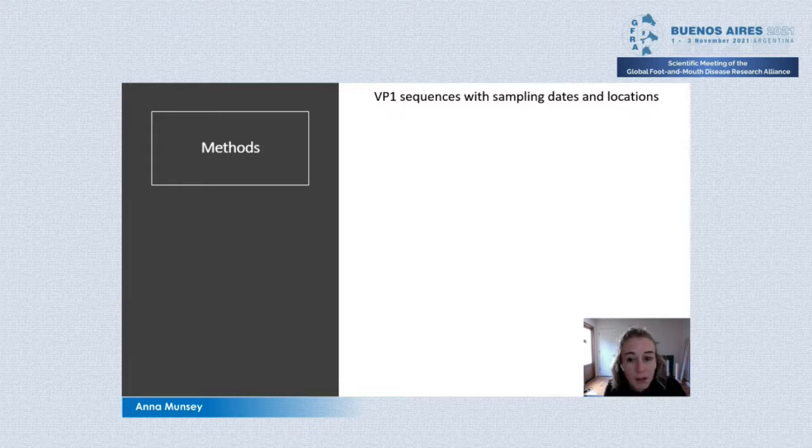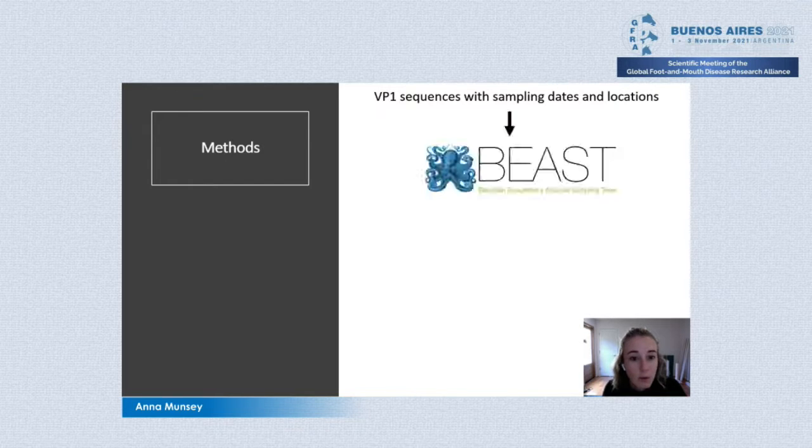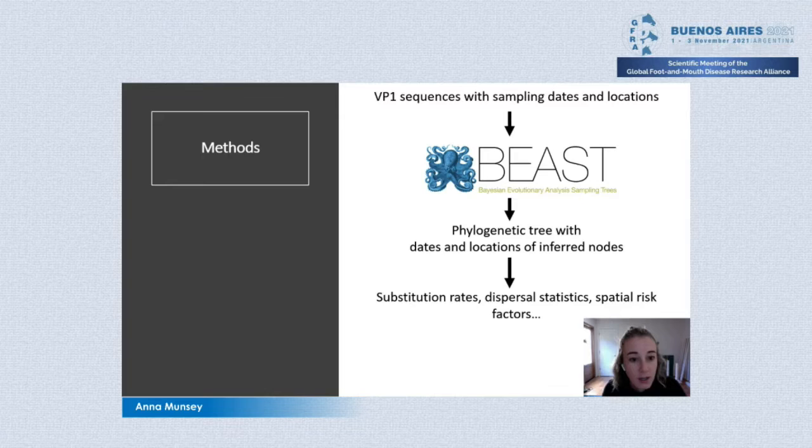BEAST is a phylogenetic software package that incorporates a Bayesian approach. And the advantage of a Bayesian approach for this type of study is it allows us to integrate spatial temporal data into the tree. So our input for this BEAST analysis is the VP1 sequences with associated sampling dates and locations of the sampled animals. The output is our phylogenetic tree with dates and locations of the inferred nodes. And from this, we can estimate things like substitution rates, dispersal statistics, as well as test our hypothesized spatial risk factors.